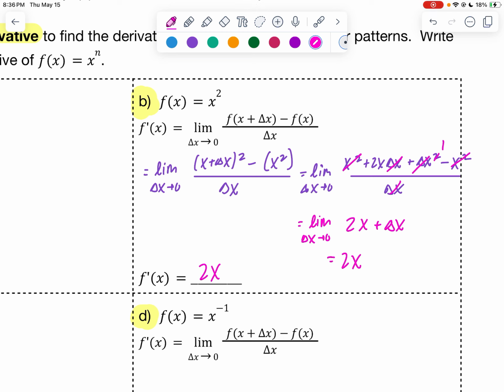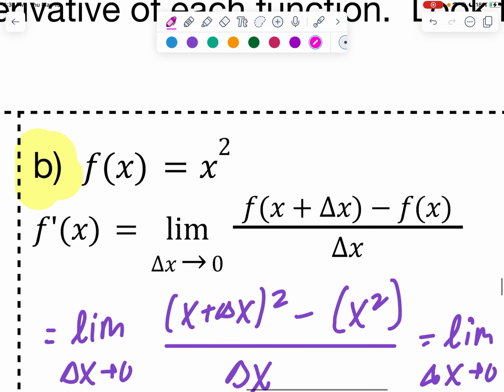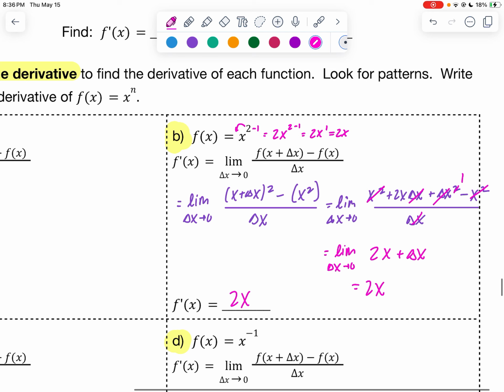And if I'm looking at my original function, what happens is I take my power, I put it up front, and then I subtract 1. So this becomes 2x to the power of 2 minus 1, which is 2x to the first power, which is 2x. And that's the same exact thing as we got. I know a lot of this is tedious work, but we are going to go ahead and talk about what is called the power rule.